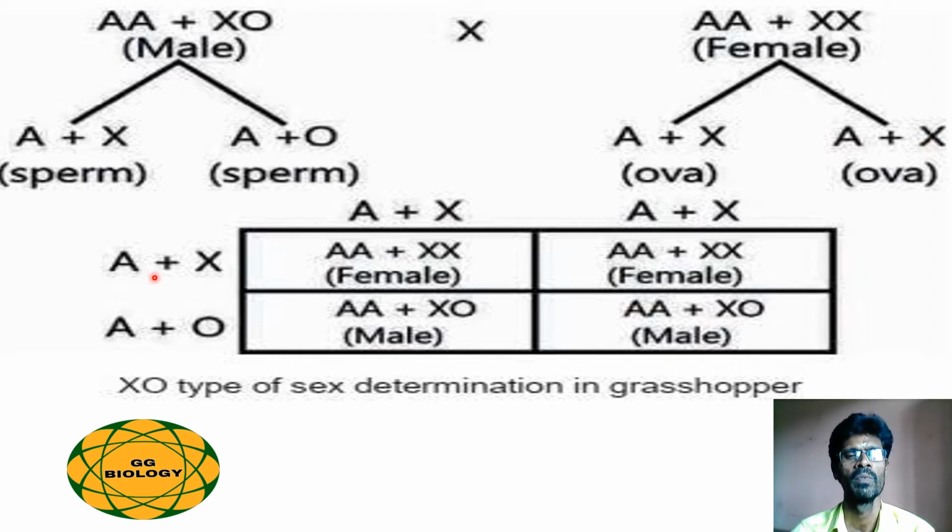The first sperm may fertilize the first egg to produce a female child. The first sperm may fertilize the second egg to produce again a female child. The second sperm may fertilize the first egg to produce a male child, and the second sperm may fertilize the second egg to produce a male child. So if we have two X chromosomes, the offspring will be female, and if we have only one X chromosome, the offspring will be male.